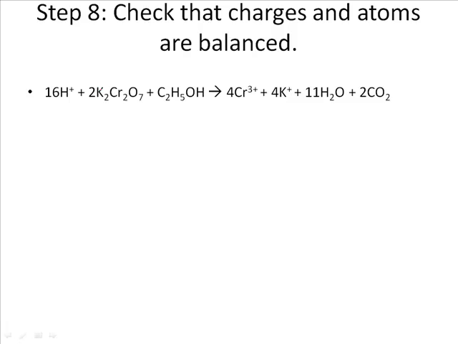So when you go through, we have 16 H's plus another 6. That's 22. We have 22 O's on this side. We've got 4 K's, 4 K's. We have 4 Crs, 4 Crs. We've got 14 O's plus another 1, 15. We've got 11 plus 4. That gives me 15 O's. And the number of C's, we have 2 C's and we have 2 C's. So everything is balanced.